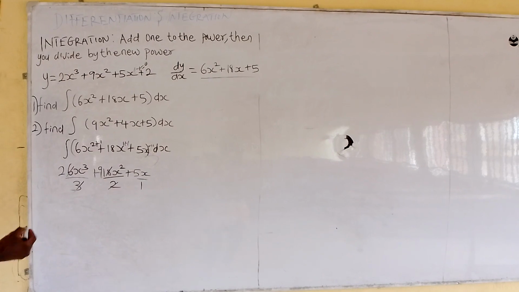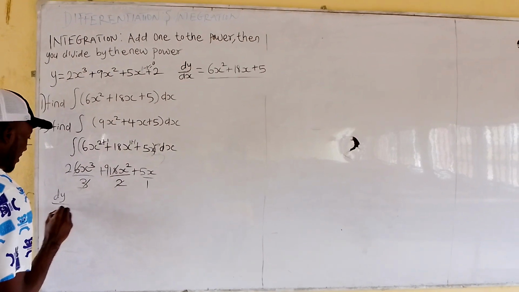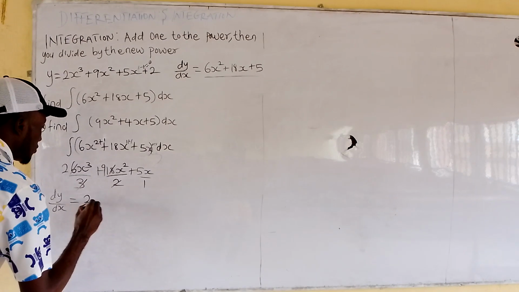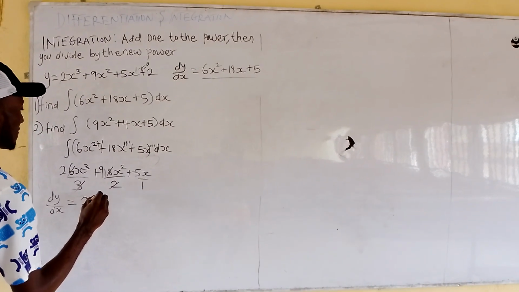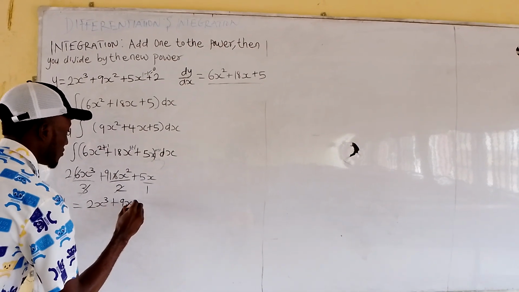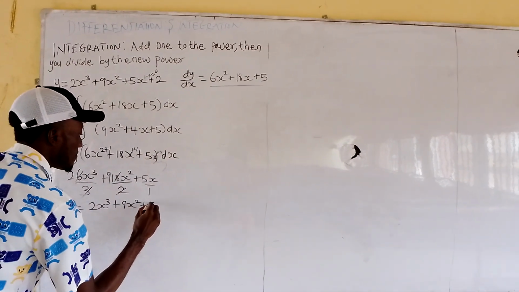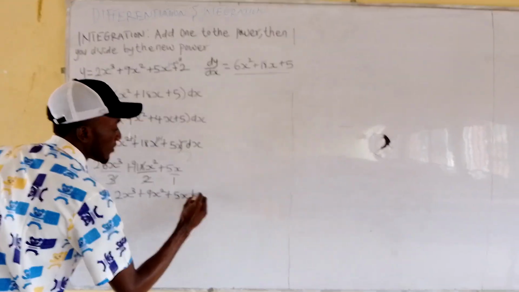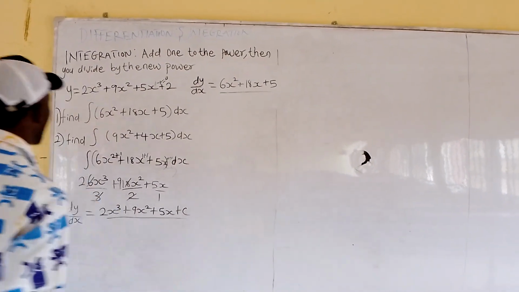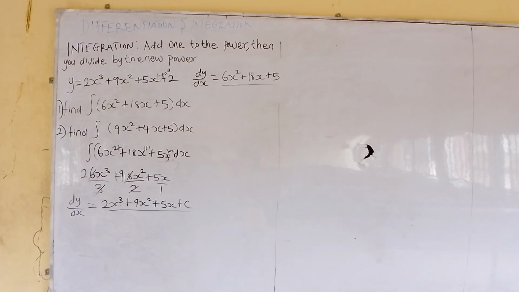So we are left with the integral equal to 2x to the power of 3 plus 9x to the power of 2 plus 5x. Now plus a constant of integration. This shows that we're integrating. Okay, this is the answer. As simple as that. So let's look at the second question here.